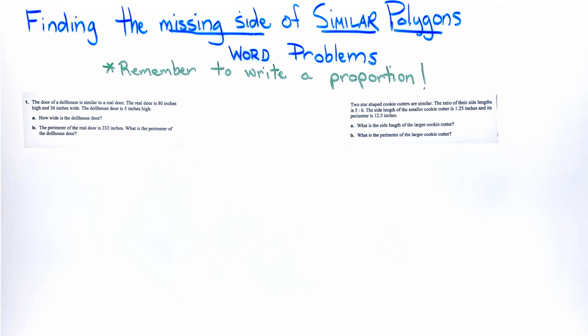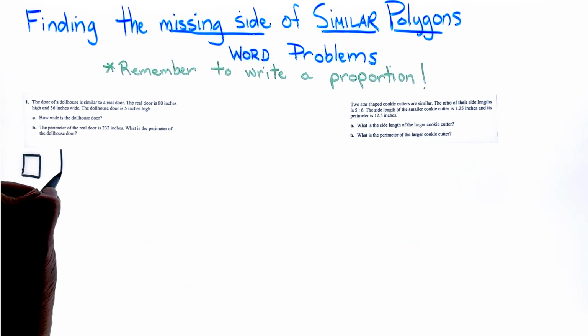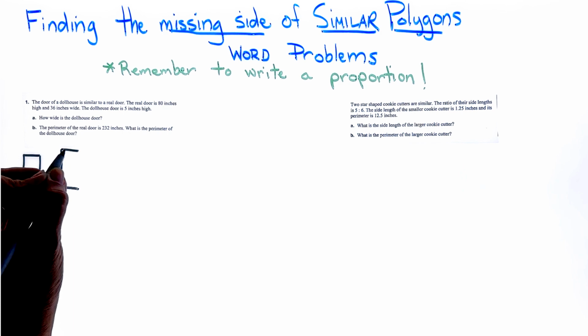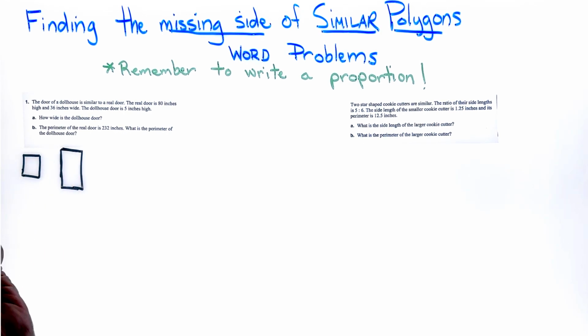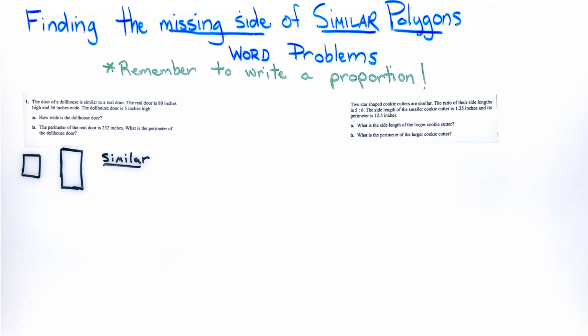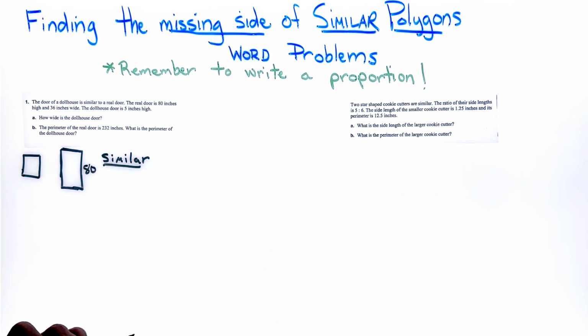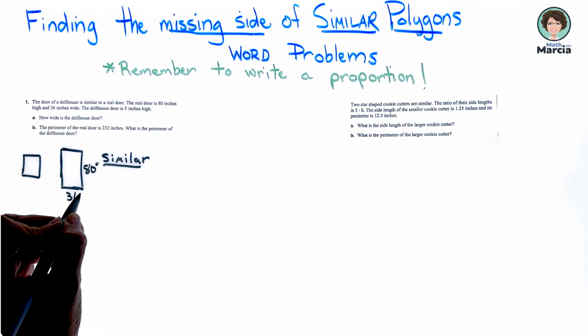So, when I am looking at this problem, I'm just so visual. I really like to start by drawing a picture. So here, this is my dollhouse door, and this is my real life door. And remember, they said that these are similar, so my drawings do not have to look perfect, and we know that they will not be if I'm drawing them. So the real door is 80 inches high. There it is. And remember, it's inches. And it is 36 inches wide.